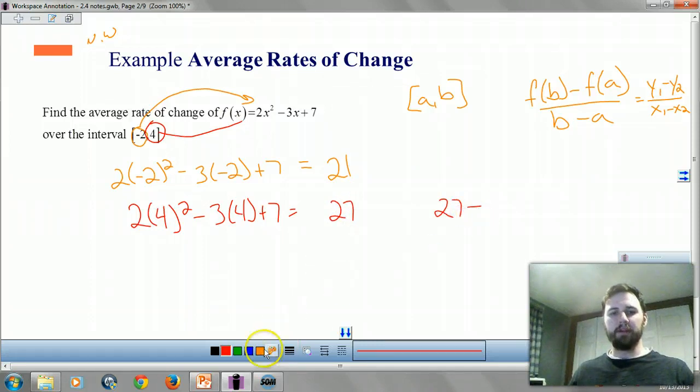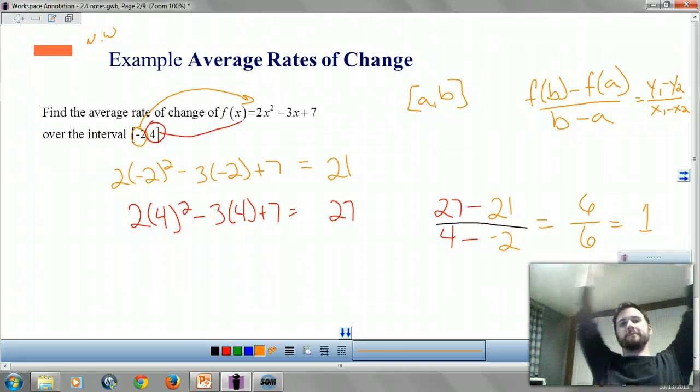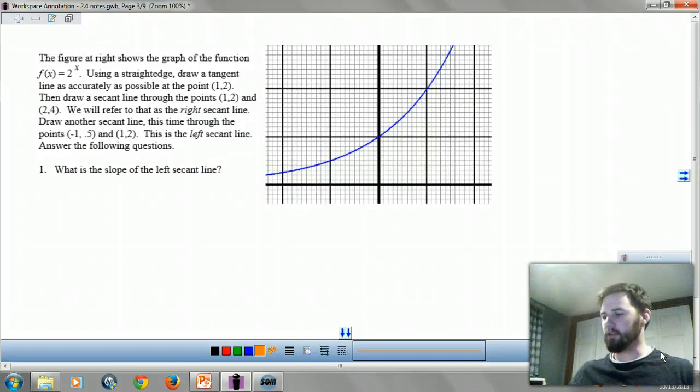So we go 27 minus our 21 all over our 4 minus our negative 2, which is 6 over 6, which is 1. Our average rate of change is 1. Means nothing right now, but it will eventually. So again, you're just finding your x, y's, and finding your slope. Nothing too earth-shattering here. Take your endpoints, plug them in the equation, subtract them, subtract your original points. You're done.